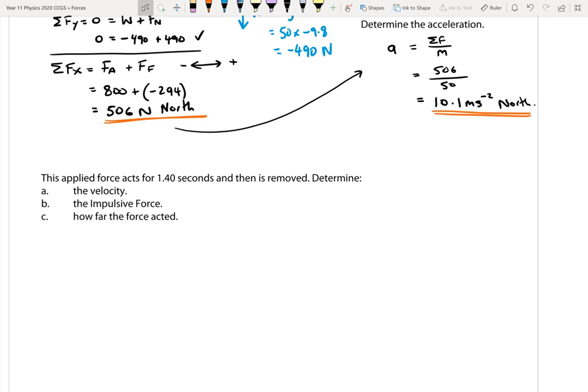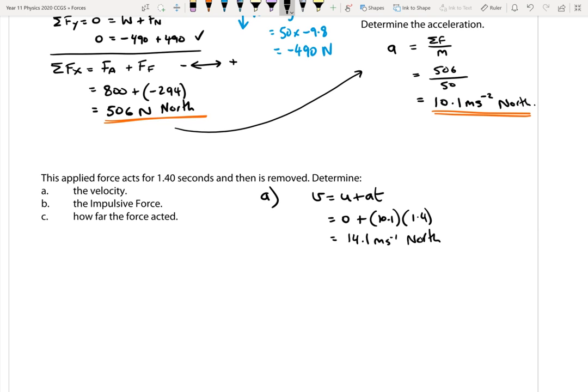What I'm saying with this question here is you can take your force, once you've got acceleration, we can go back to the previous 4 weeks of this topic and do SUVAT. So you could say V equals U plus AT. We'll go 0 plus 10.1 by 1.4. So you can go back and do all of that distance, velocity. It's now traveling at 14.1 meters per second north.